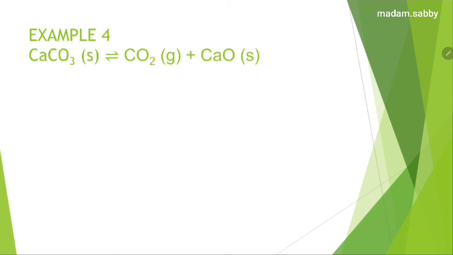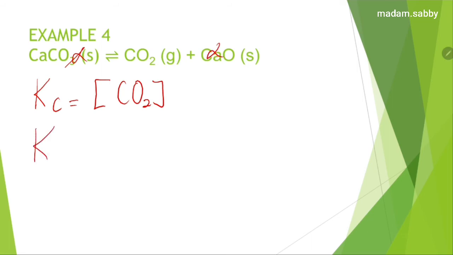Let's give another example. Now I have a solid. Again, solid needs to be removed from the Kc and Kp expression. So Kc is simply the concentration of CO2, and Kp equals the partial pressure of CO2. Isn't it simple to write down the equilibrium expression in terms of both concentration and partial pressure? Key point: always discard pure liquid and pure solid from the expression.